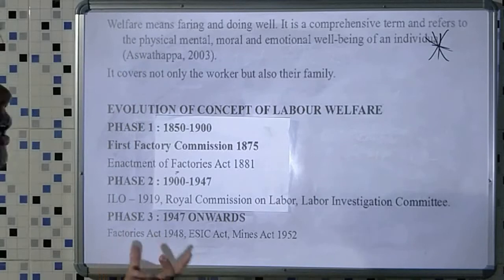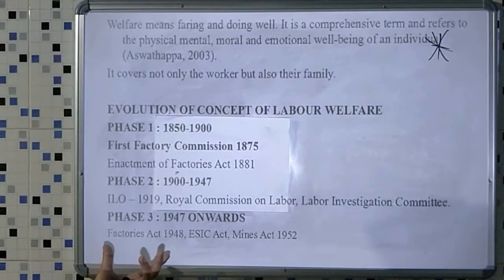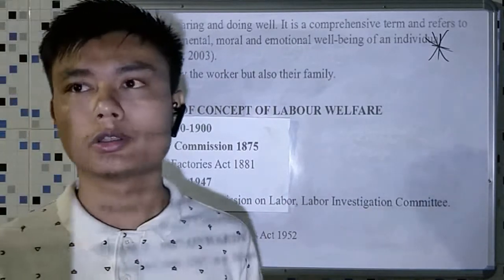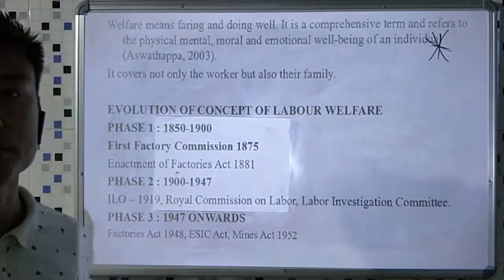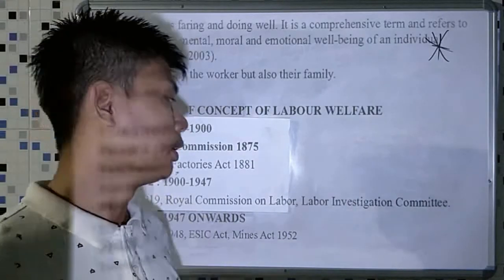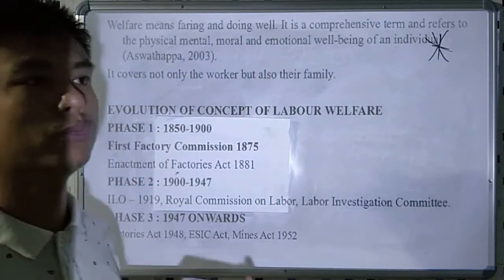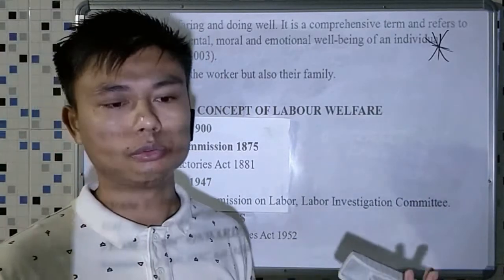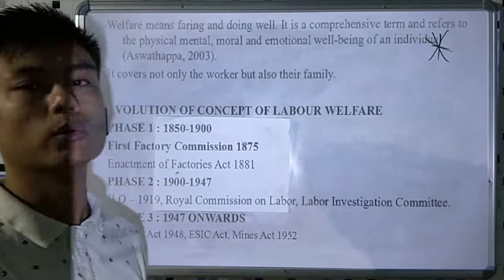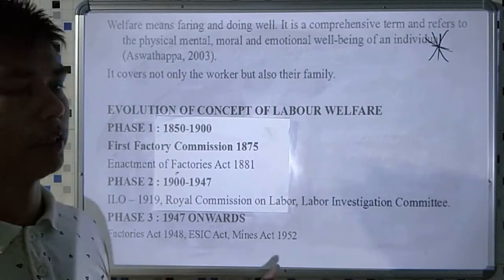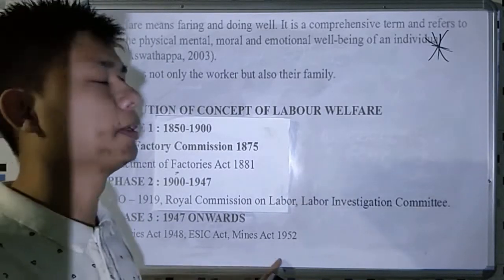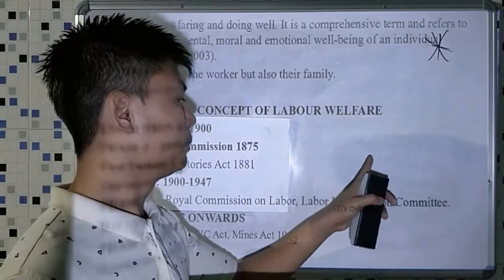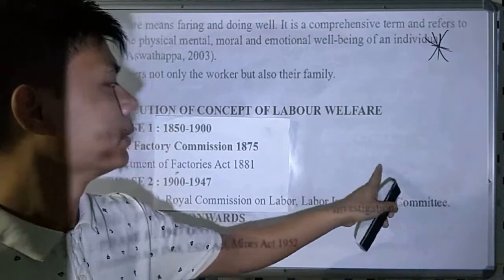Now the third phase. What was the third phase? After independence, the workers became more knowledgeable, and there was also industrialization. Yes or no? Then employers also started doing things of their own will, like let's do something good. And then the government tried, and more labor laws were implemented. For example, the Factories Act 1948, ESI Act, Mines Act, there are many more, ESIC, EPF, all those. And this Workmen Compensation Act 1923.